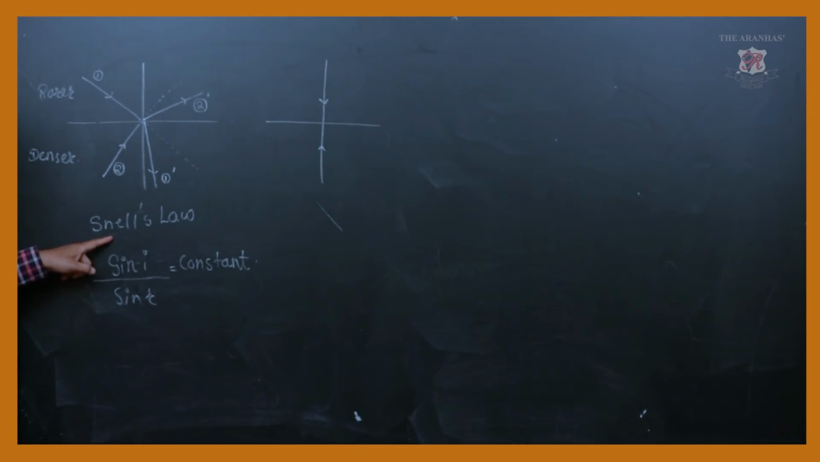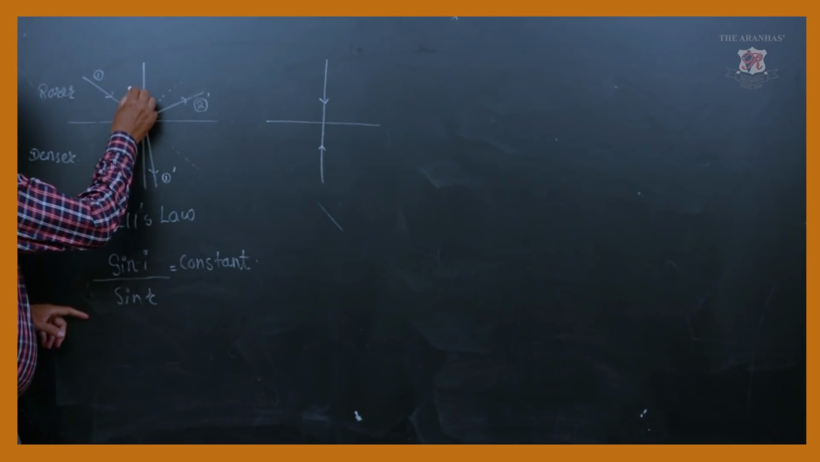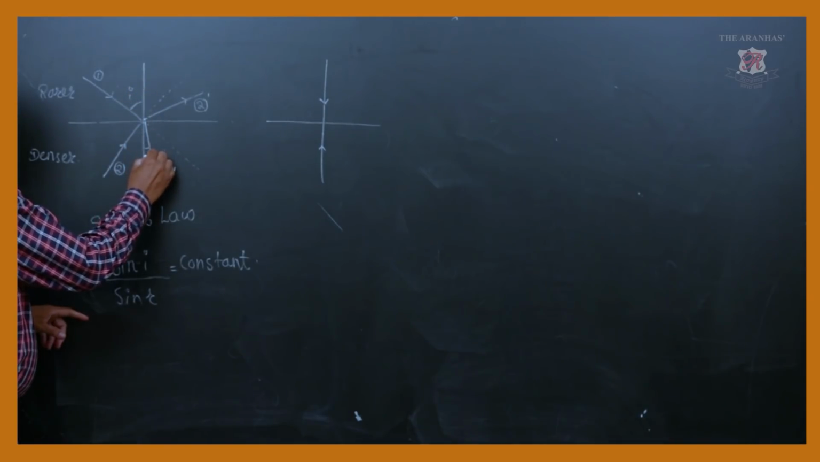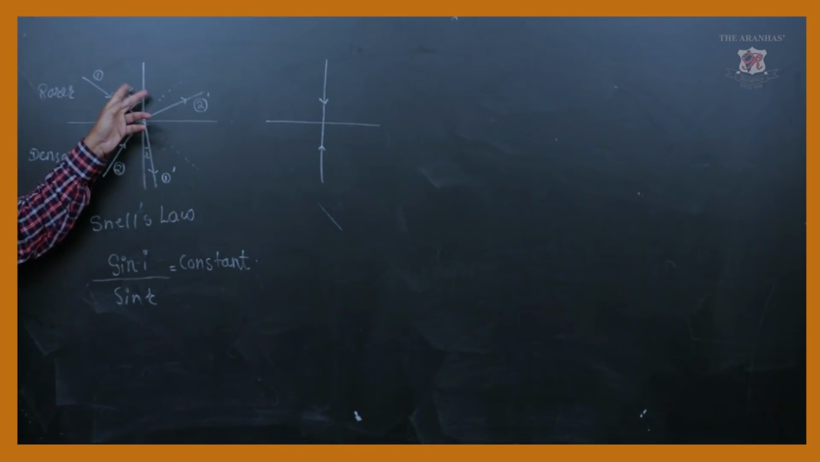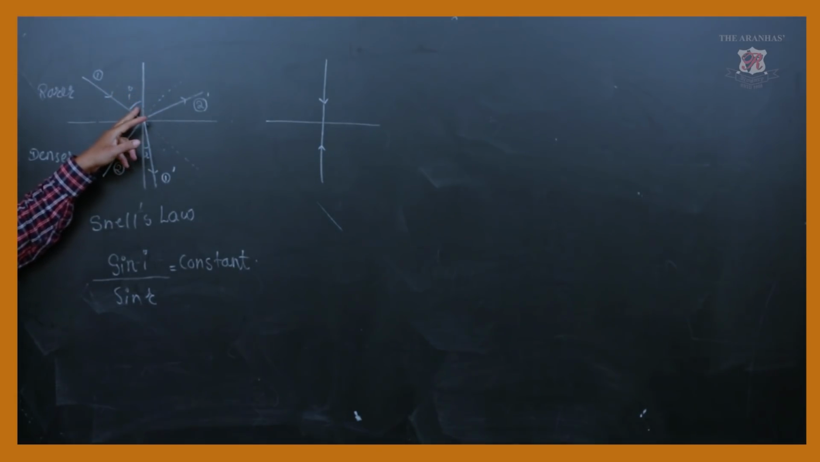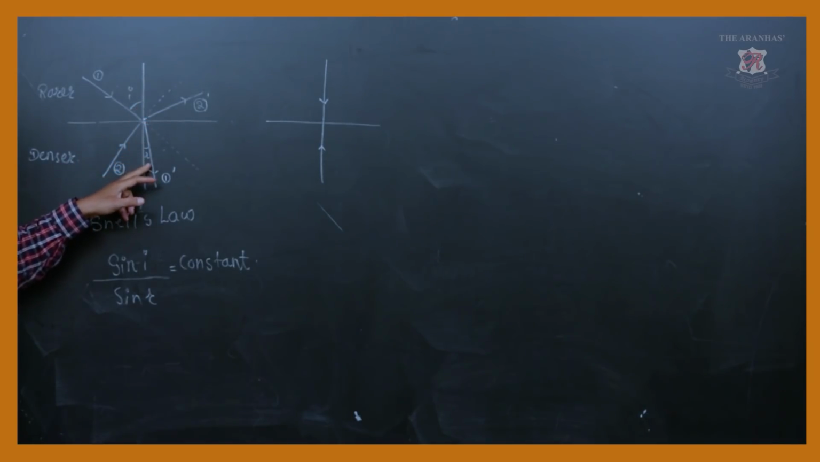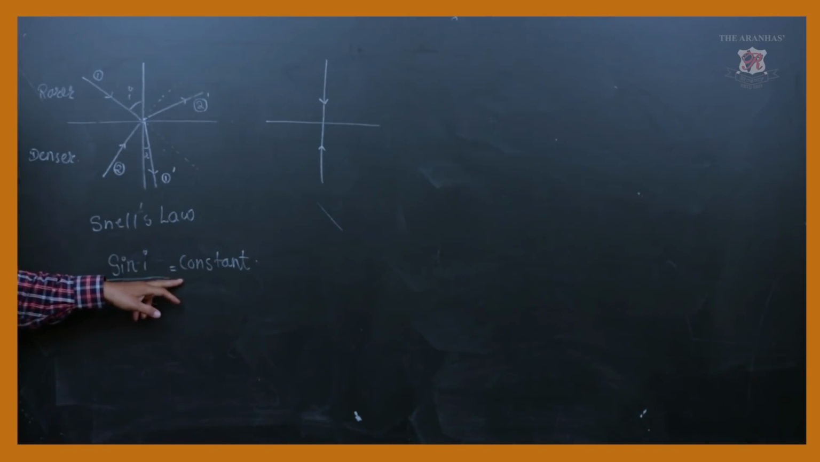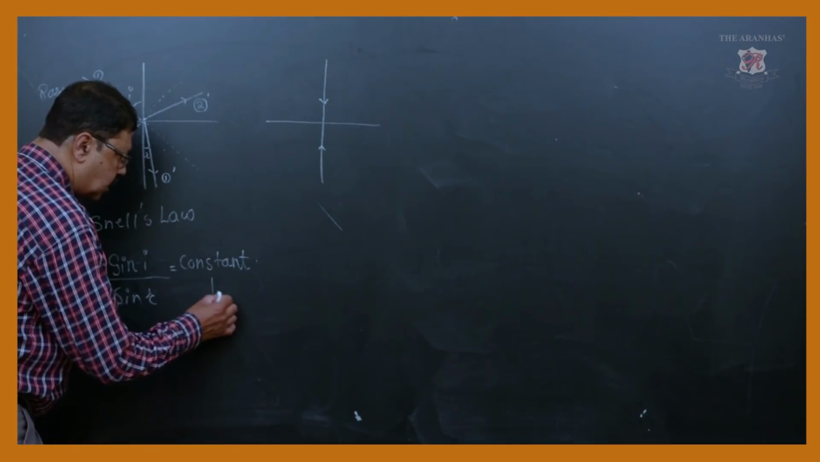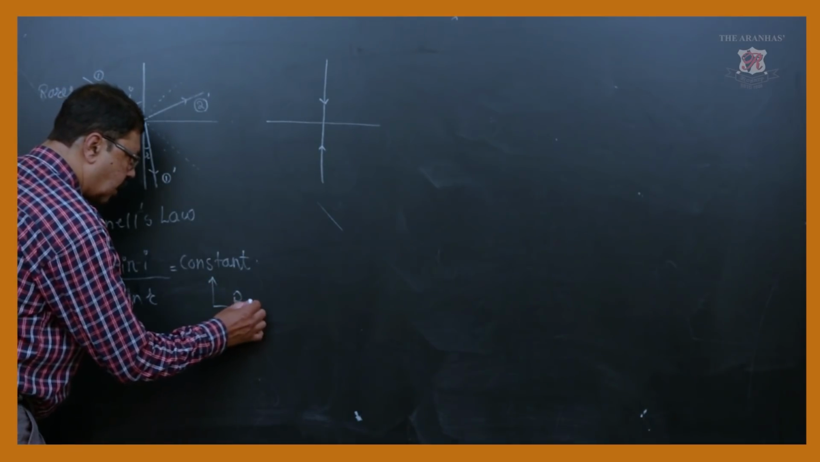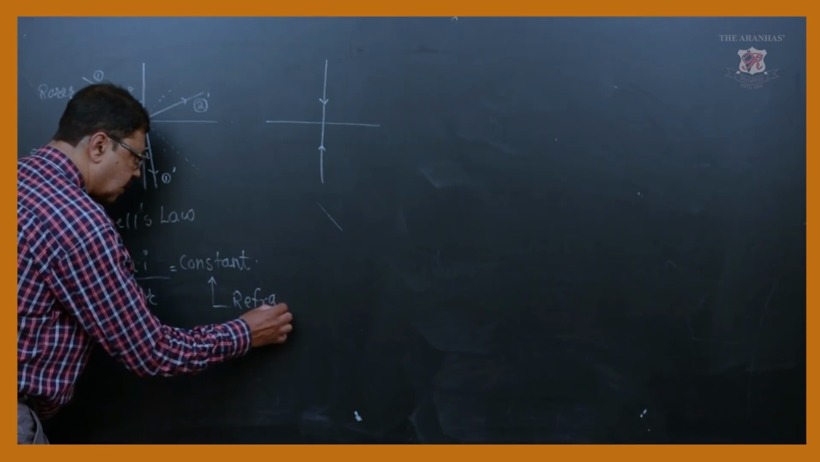According to Snell's law, the ratio of sine of angle of incidence, that is angle of incidence is this here, angle of refraction is this. Sine ratio, all of you know, opposite side upon hypotenuse. So, that ratio of sine of angle of incidence to the sine of angle of refraction is always constant. The same constant is called refractive index.